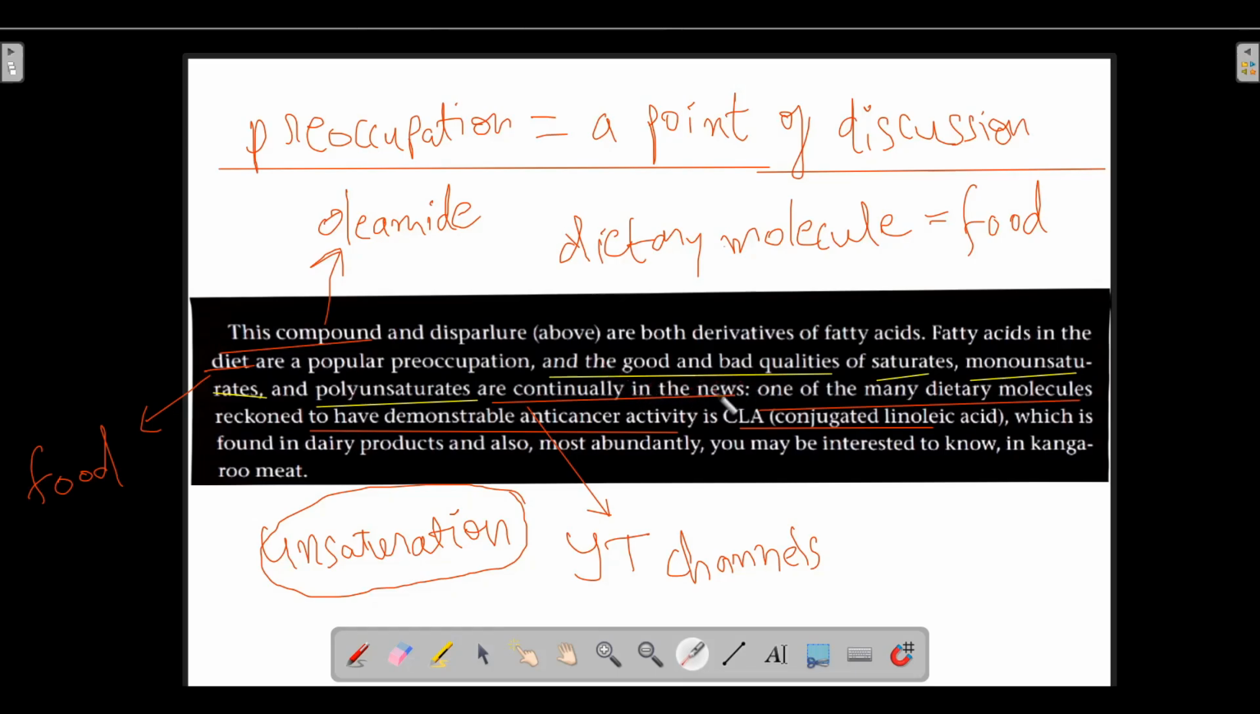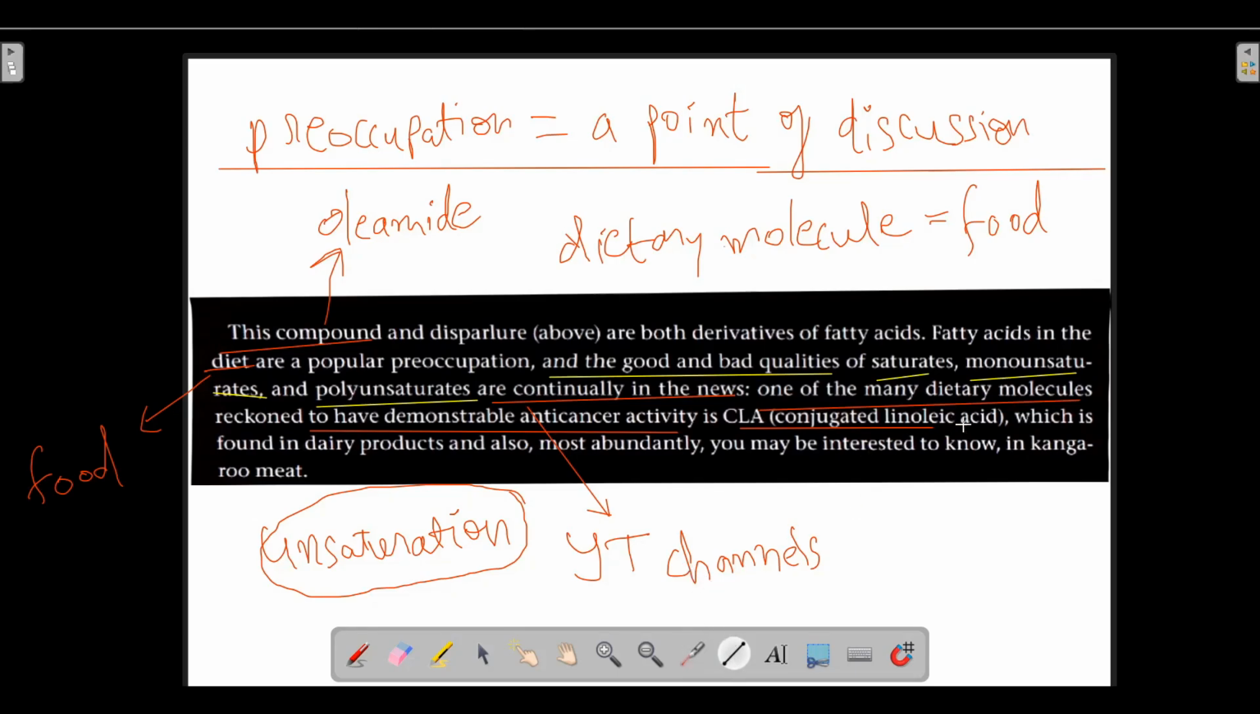Okay. So, one of the many dietary molecules, reckoned means to have an opinion. People have the opinion that it has demonstrable anti-cancer activity, that it has remarkable anti-cancer activity. And that molecule is CLA, conjugated linoleic acid, which is found in dairy products.